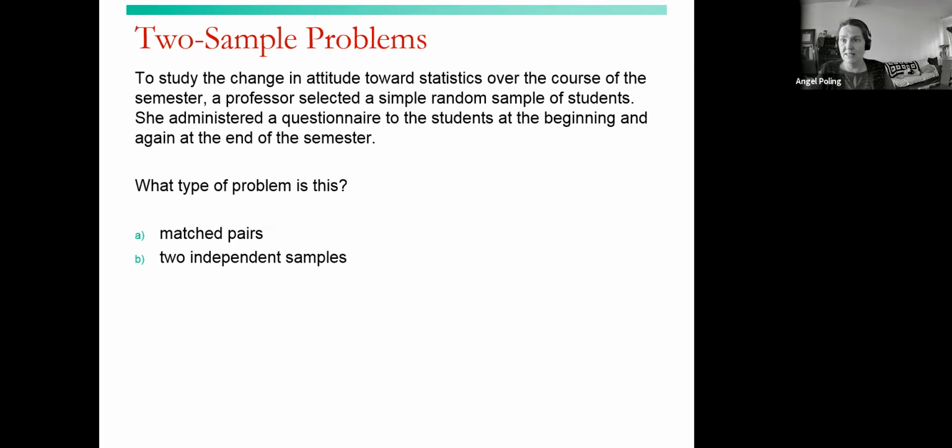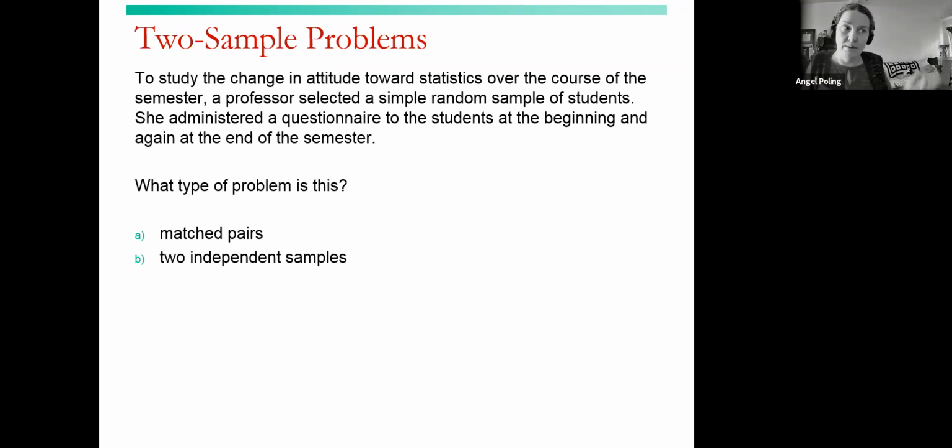To study the change in attitude towards statistics over the course of the semester, a professor selected a simple random sample of students. She administered a questionnaire to the students at the beginning, and again at the end of the semester. What type of problem is this? This is a matched pairs design. You are the pair. You are the same individual in both samples.